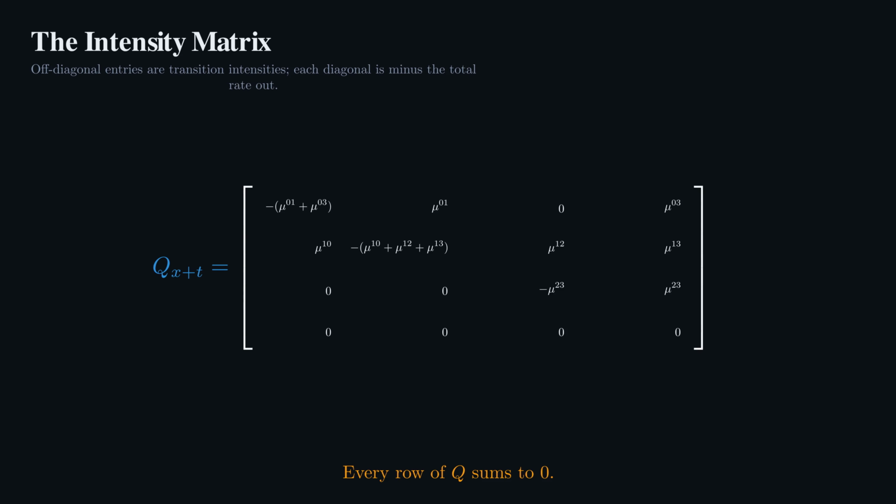The intensity matrix Q has off-diagonal entries equal to the transition intensities. Each diagonal is minus the total rate out of that state. Every row of Q sums to 0.